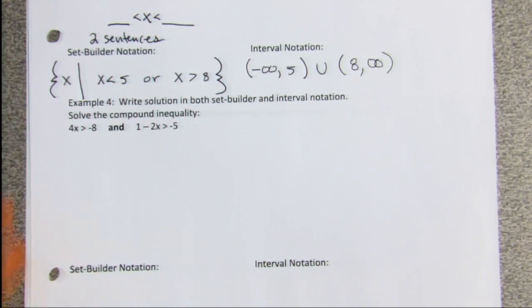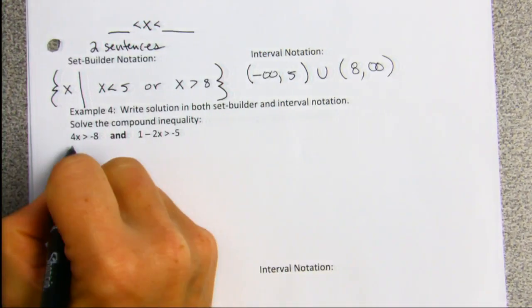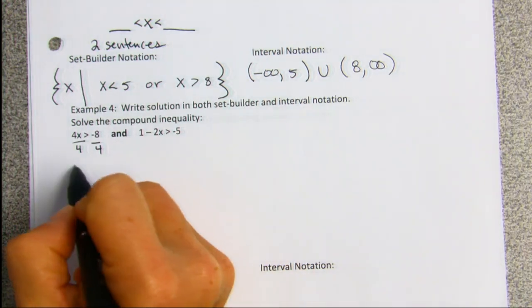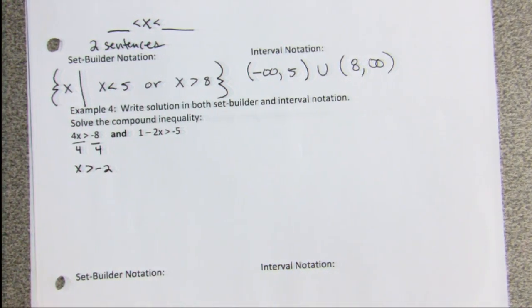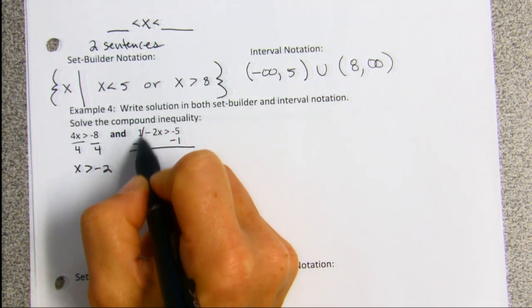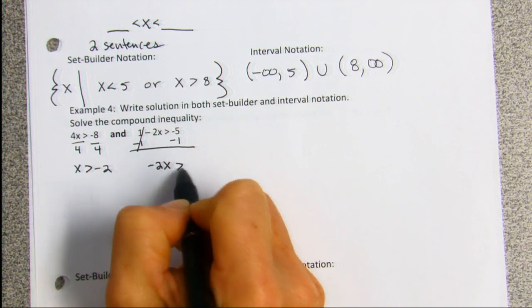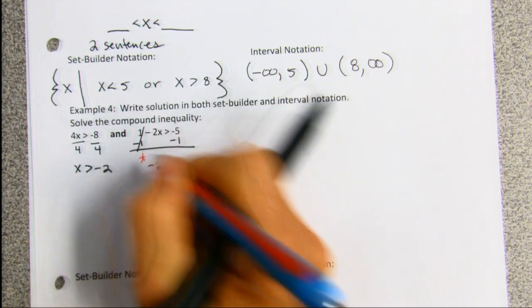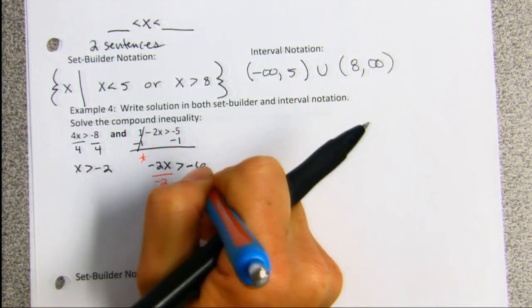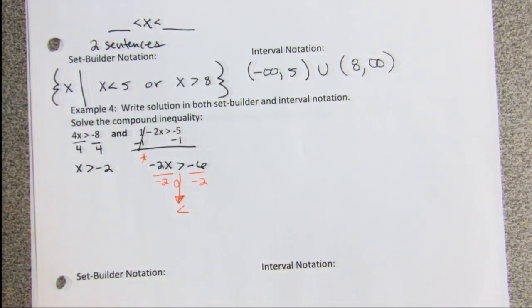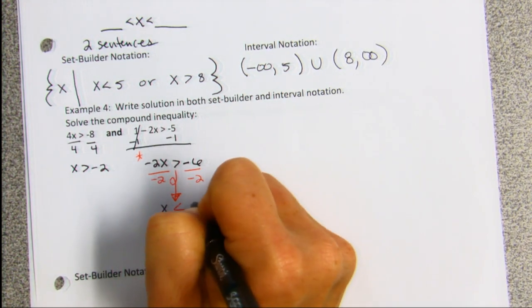Okay, so let's go solve. It looks like everybody's done. So we divide by 4, so x is greater than -2. We're going to subtract 1 from both sides, so I have -2x is greater than -6. Maybe put a star by it. This is that rule: if you divide by a negative number, you have to flip your inequality symbol because of dividing by a negative. So we have x is less than 3.